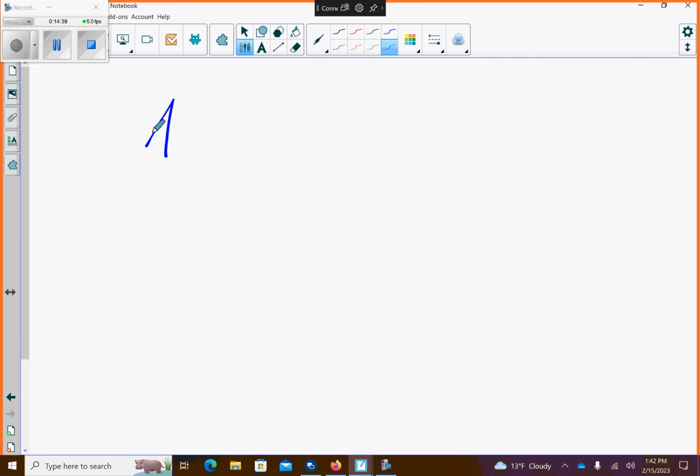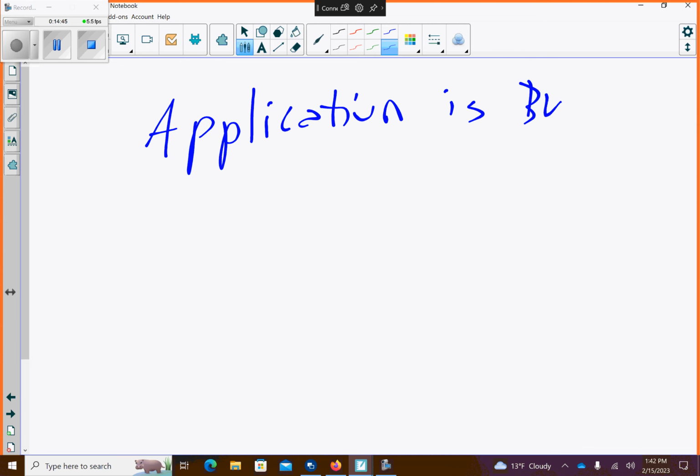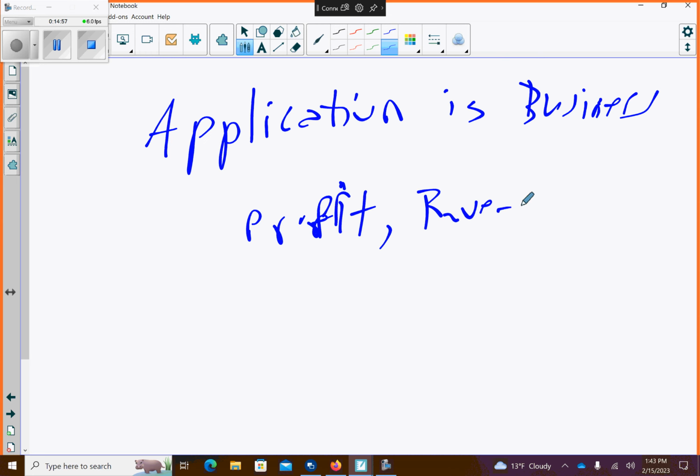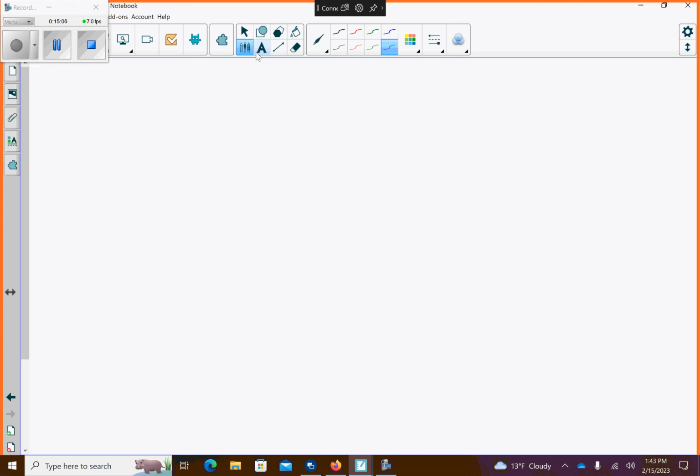So it's applications in business. It says profit. Boy, Strip is struggling today. Revenue and cost. Gosh, Strip, figure this out. All right, just type it.